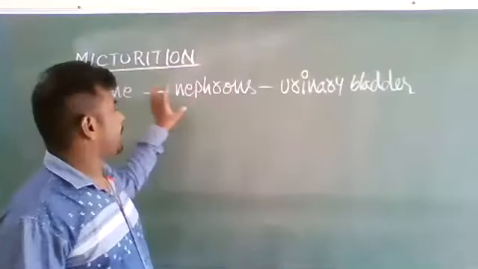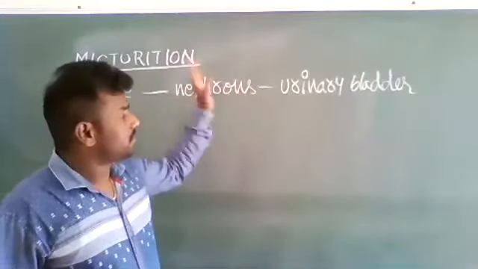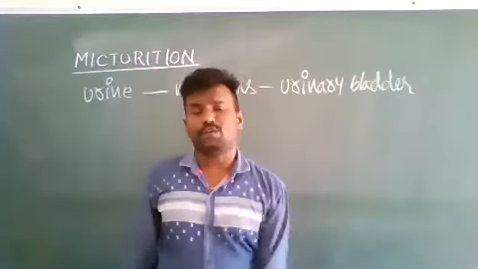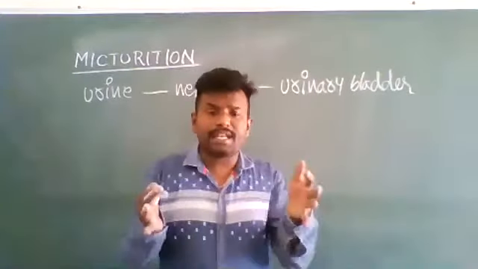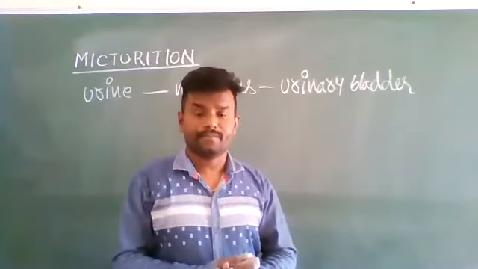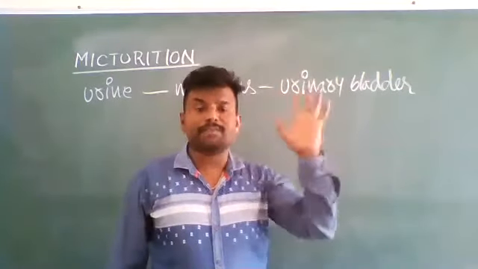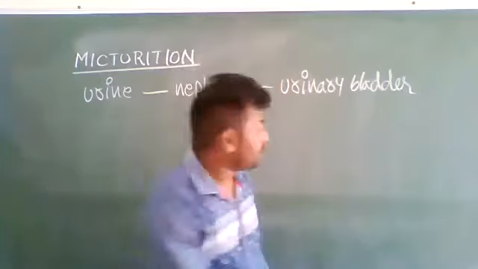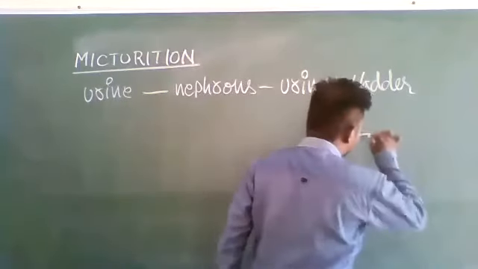Urine is formed by nephrons. Ultimately, the urine reaches the urinary bladder. So the urine in the urinary bladder is stored until the central nervous system gives signals. See here, this is the urinary bladder.